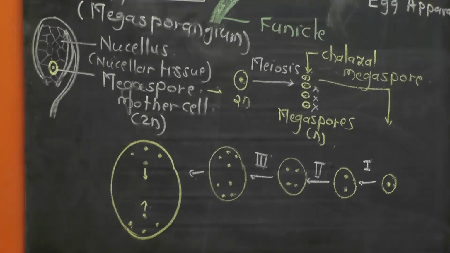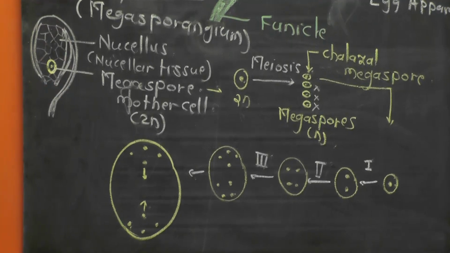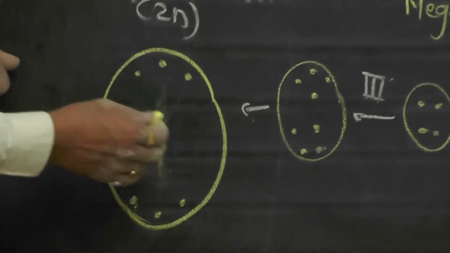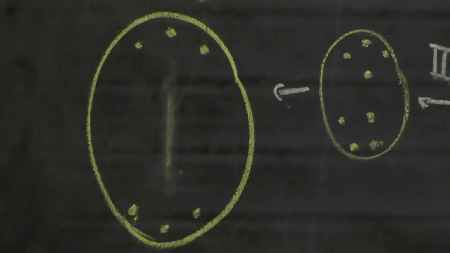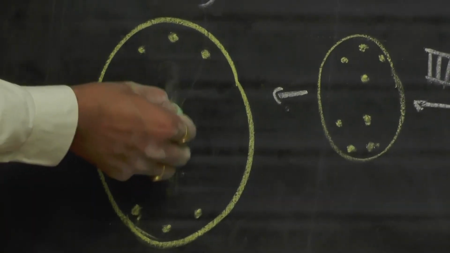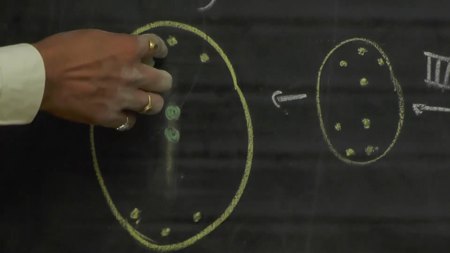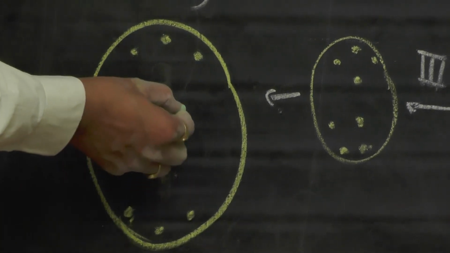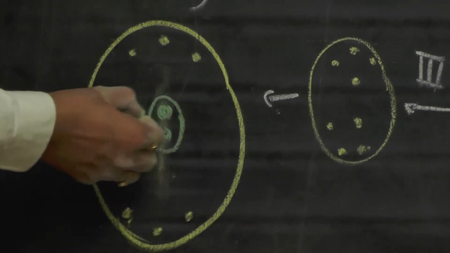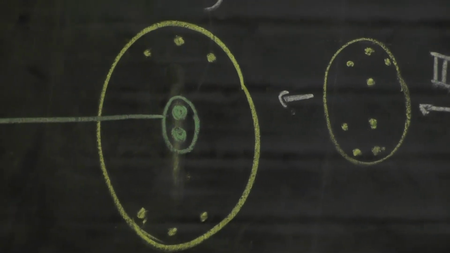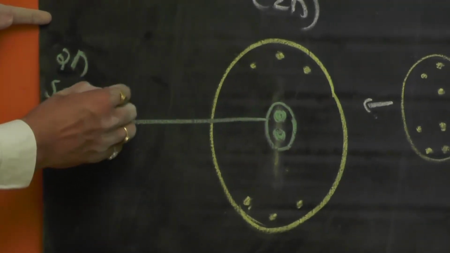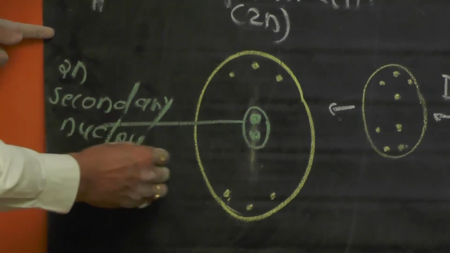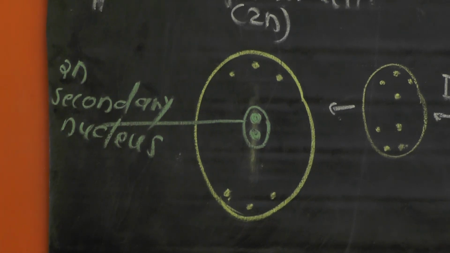From both of those groups, one haploid nucleus each comes to the center and they fuse together, unite, and there is a formation of a diploid secondary nucleus. Diploid secondary nucleus. Am I right?